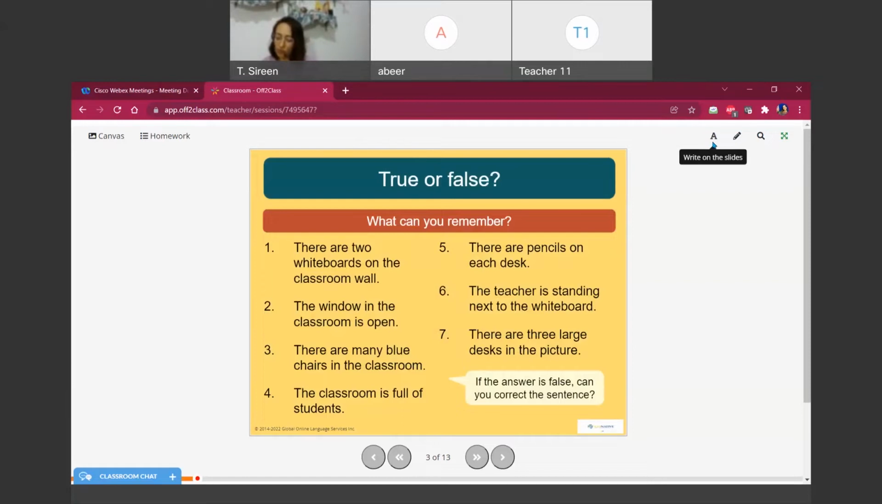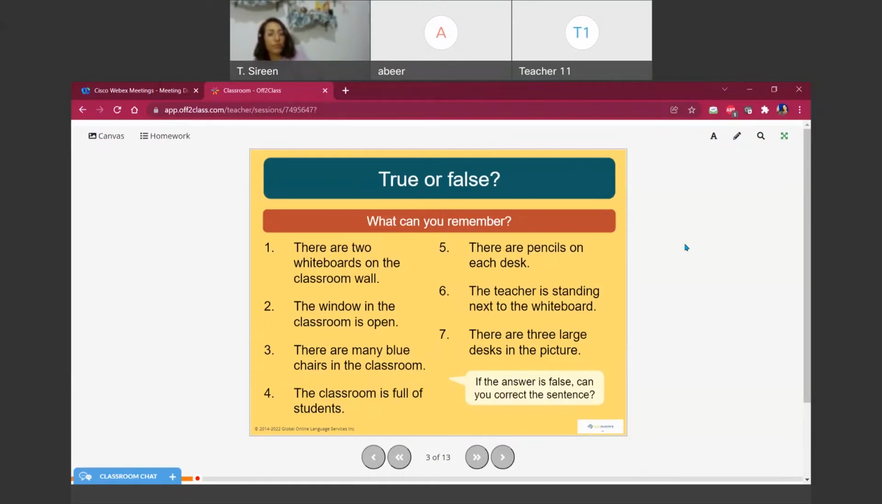5. There are pencils on each desk. False. The teacher is standing next to the whiteboard. False. There are 3 large desks in the picture. False. Exactly. So the teacher is standing next to the whiteboard. This is false because there isn't any teacher in the classroom.